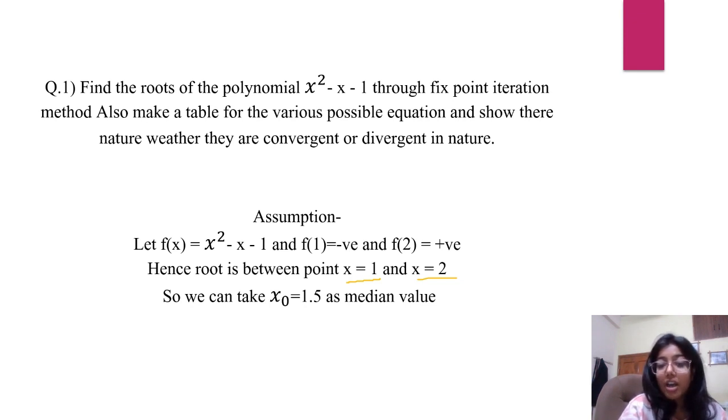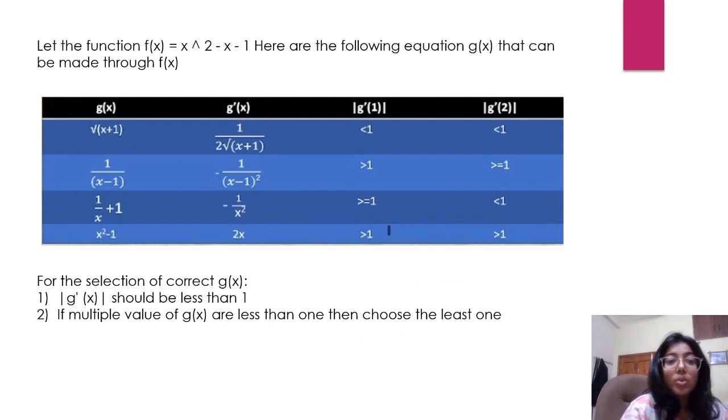We take this median value by 1 plus 2 divided by 2, because there are two values, so we get 3 upon 2, that is 1.5. So here are the following equations g of x that can be made through f of x: root of x plus 1, 1 upon x minus 1, 1 upon x plus 1, and x square minus 1.